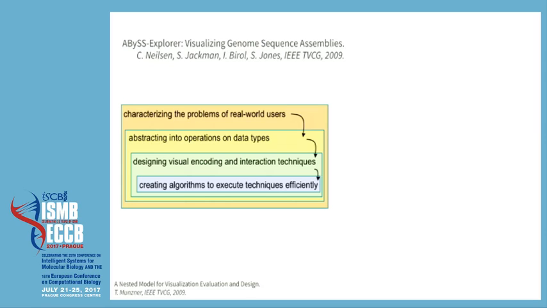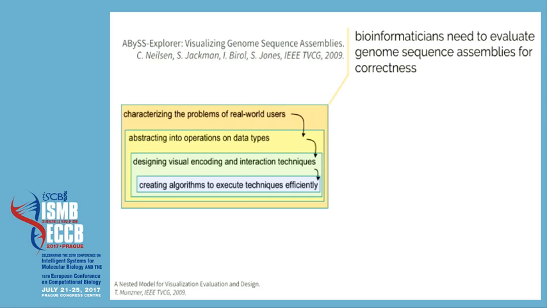So let's first talk about this outermost nested level. This is what we call problem characterization. So this is really about understanding the people you're working with, their intuitions, and the kinds of questions they have. So for the Abyss Explorer work, this was that they were working with bioinformaticians who needed to evaluate genome sequence assembly to check for their correctness. Okay, so that's the problem characterization here.